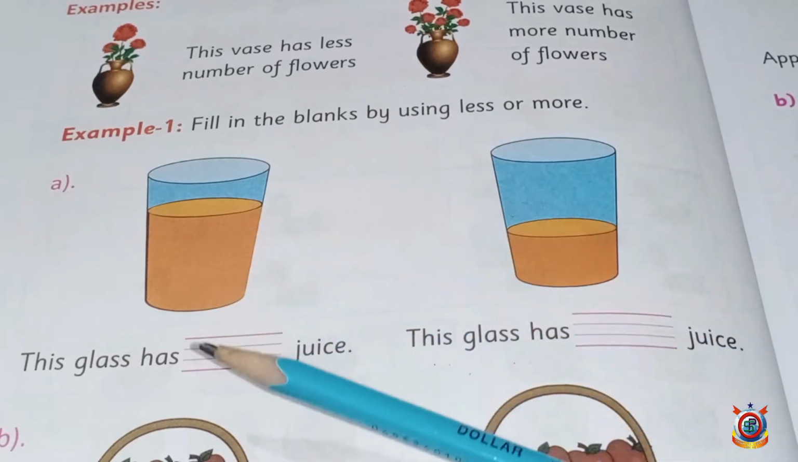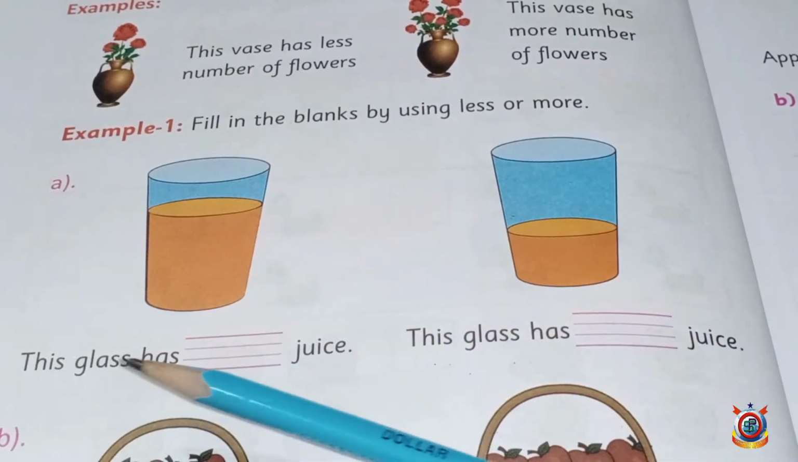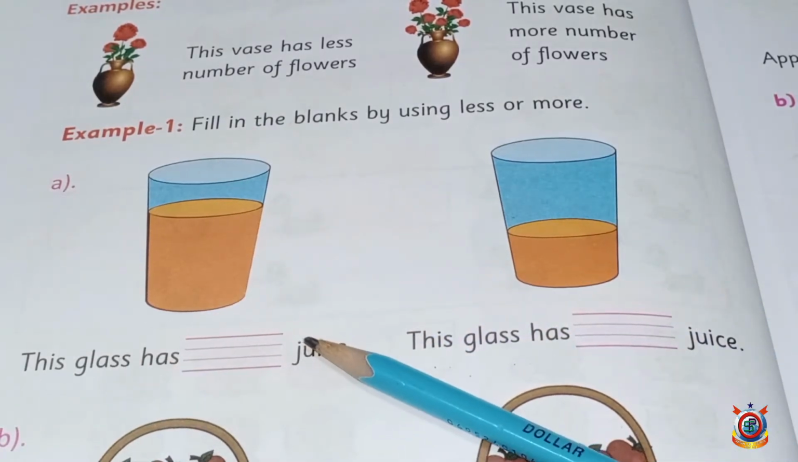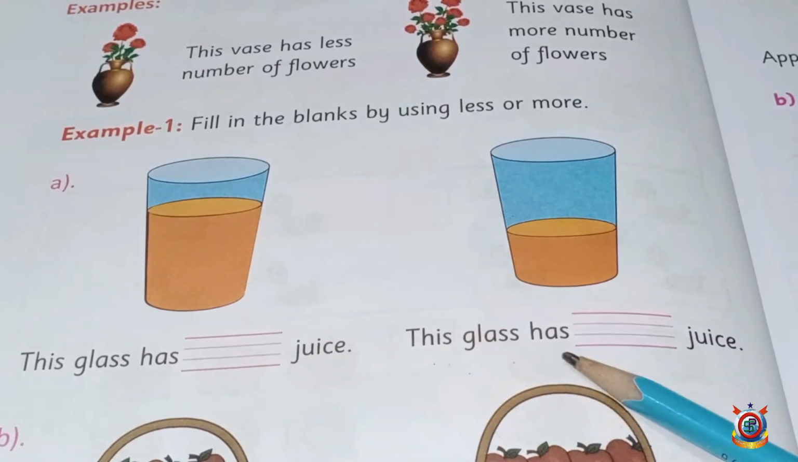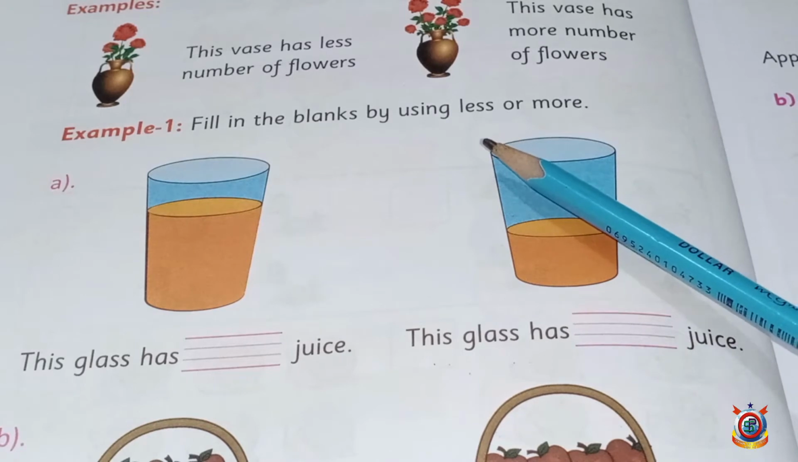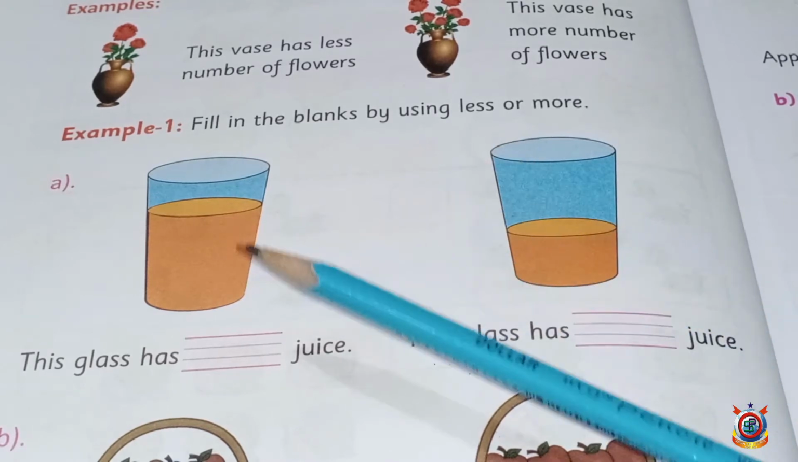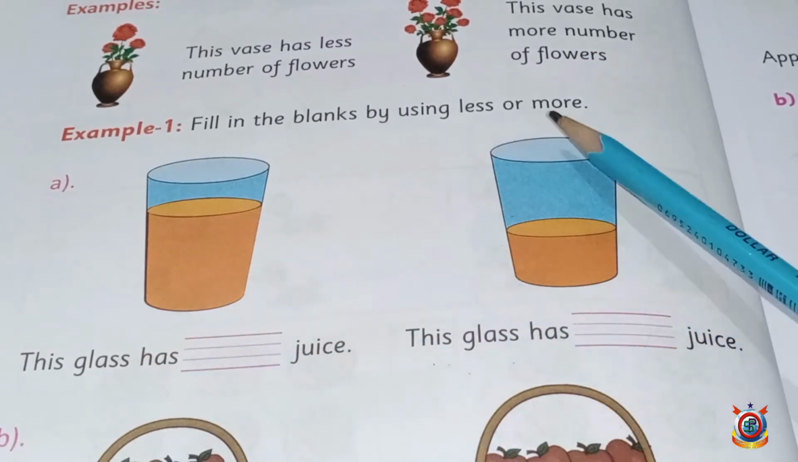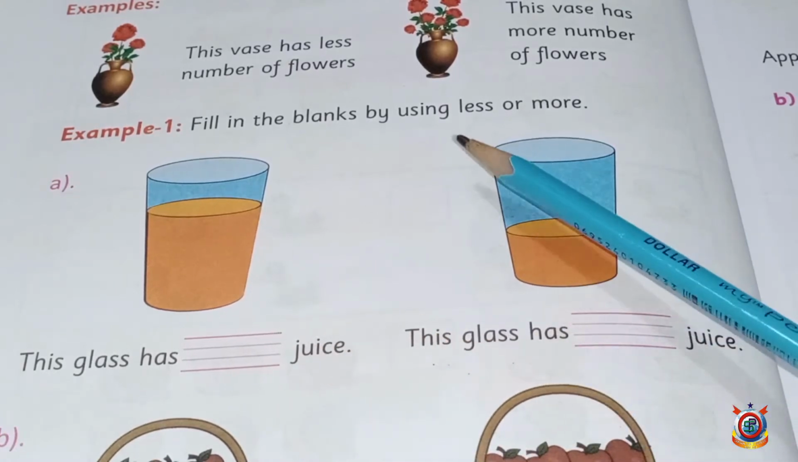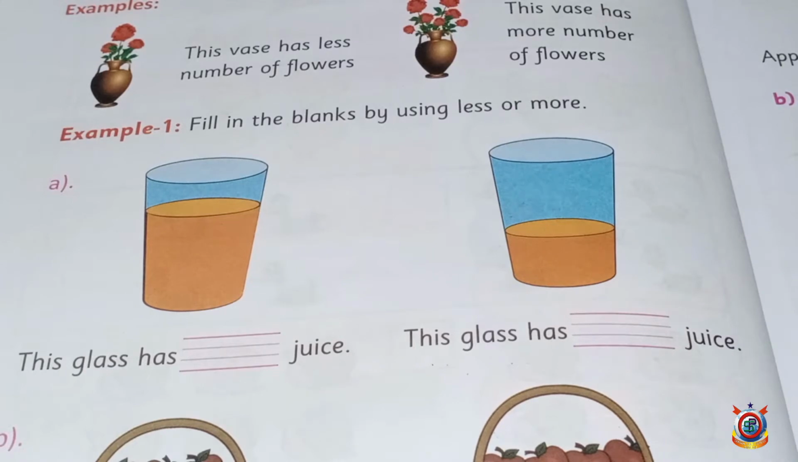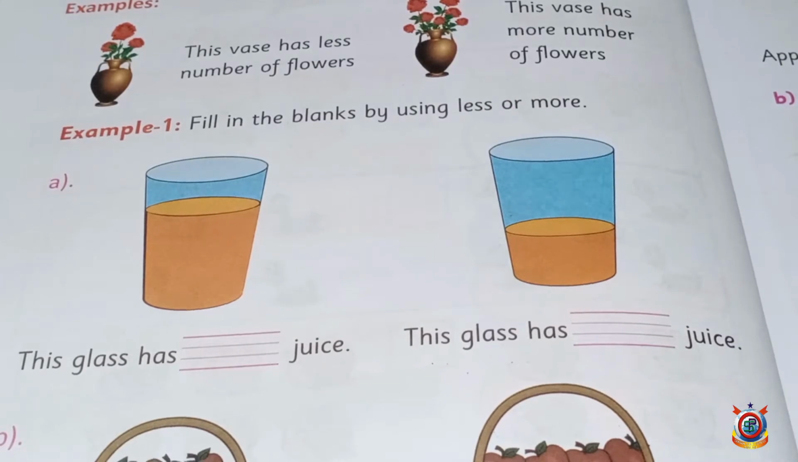So what we will write over here? This glass has more juice. This glass has less juice. Very good. Repeat with me. This glass has more juice. This glass has less juice. Okay, hurry up, write with me.